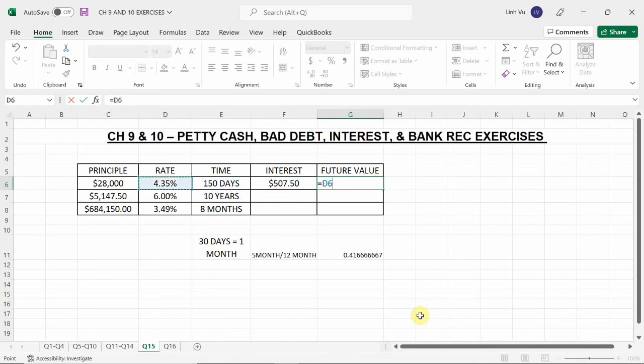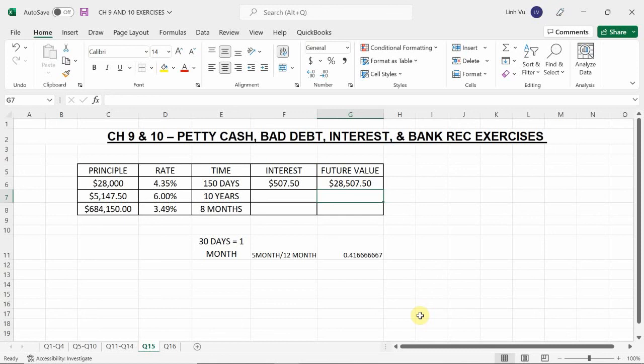28,507.50, exactly, right? After your 5 months, how much is your principal going to be? That's the future value. If you collected $507 of interest, you're going to add it to your principal, for your future value to be 28,507.50. Right? Good. All right. So let's do the next one.